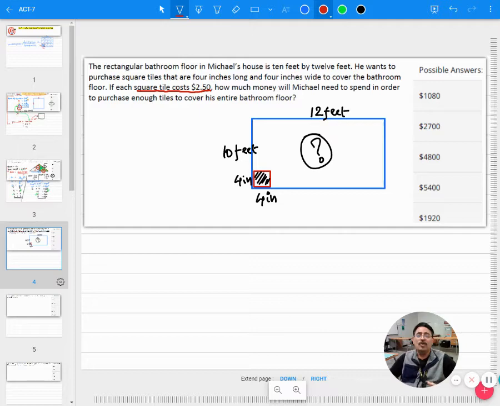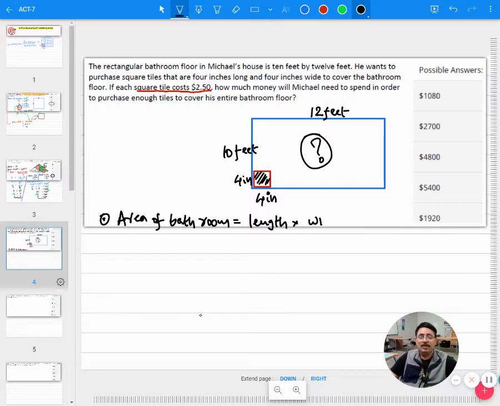Okay, so what we have to do is find the total area of the bathroom first. So let me compute the area of the bathroom. It is in the shape of a rectangle. Therefore, let me take length times width, which is 12 feet for the length and 10 feet for the width.